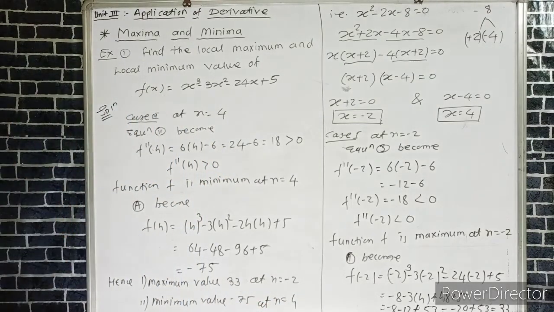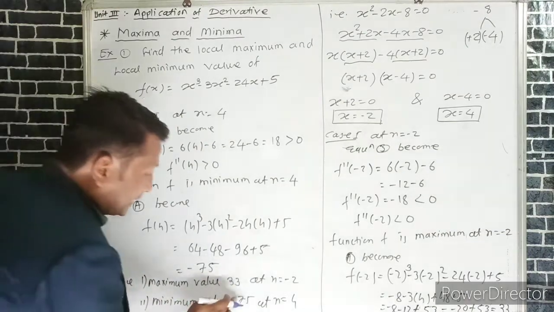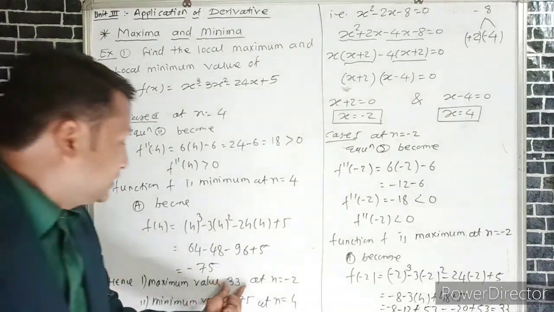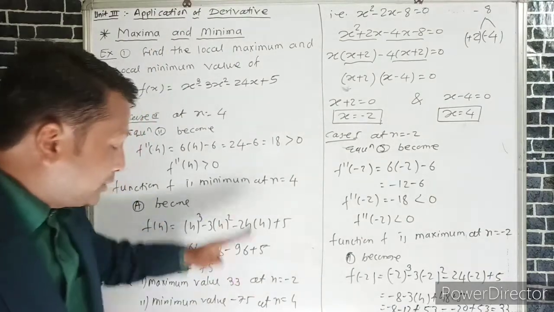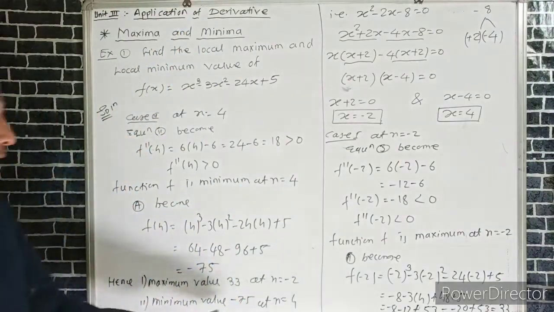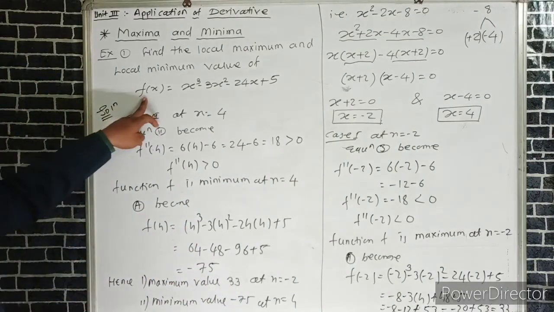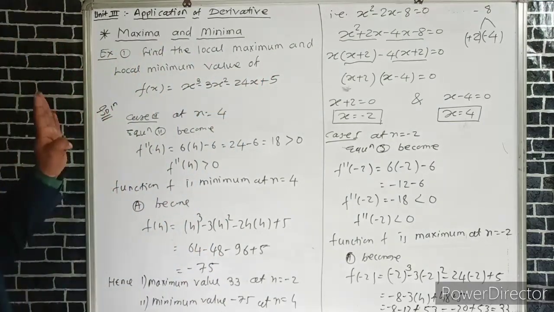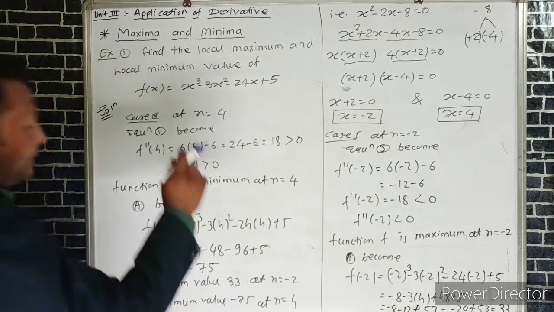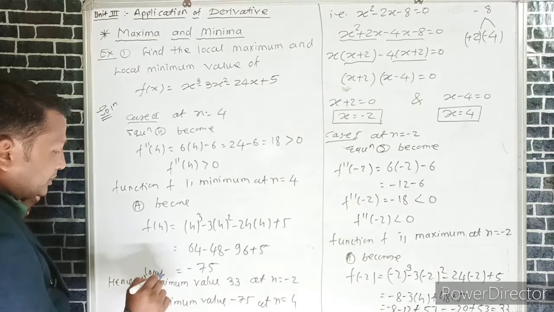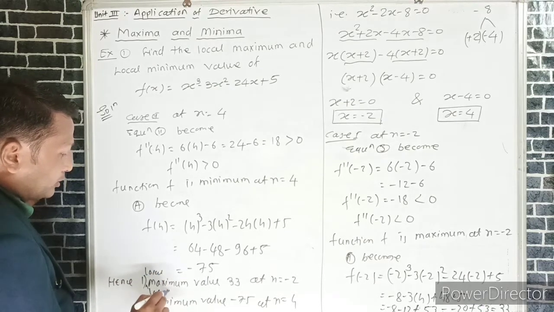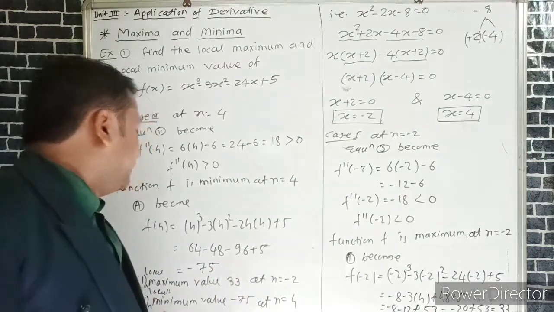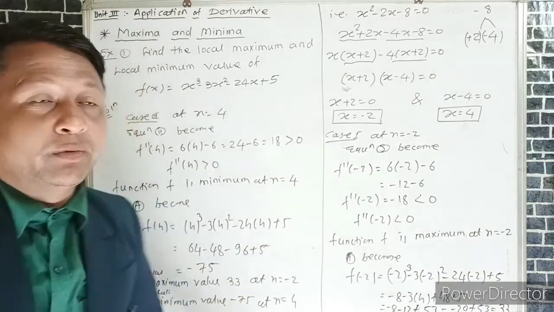It is real that 33 is greater than minus 75 and minus 75 is less than 33, which means 33 is the maximum value and minus 75 is the minimum value of the curve y equals f of x, when f of x equals x cube minus 3x square minus 24x plus 5. So we can say that the local maximum value at x equals minus 2 is 33, and the local minimum value at x equals 4 is minus 75, which is the required maxima and minima.